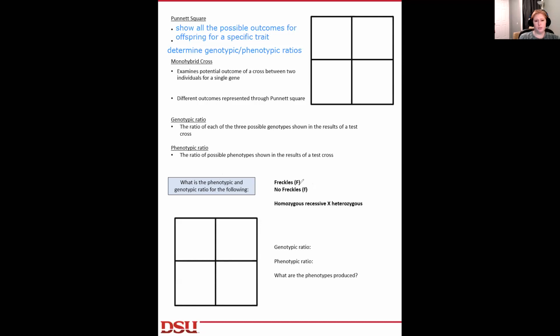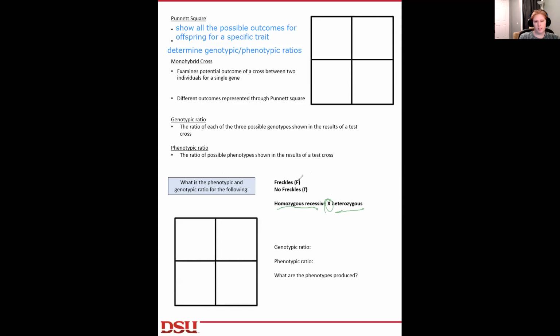We're going to use freckles, which is actually a dominant trait. So capital F if there are freckles, the dominant trait, lowercase f if there aren't any. And we're going to cross somebody that's homozygous recessive with someone that's heterozygous. When you have this X, it means you're doing a cross, okay?